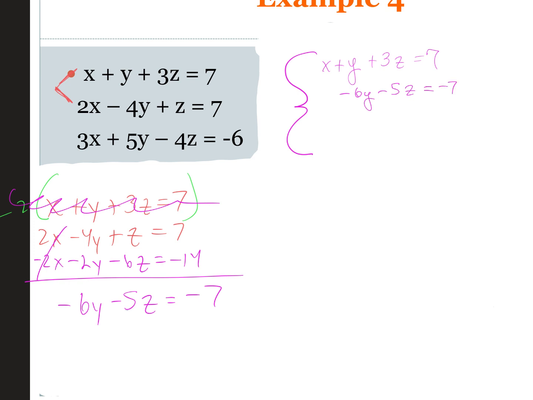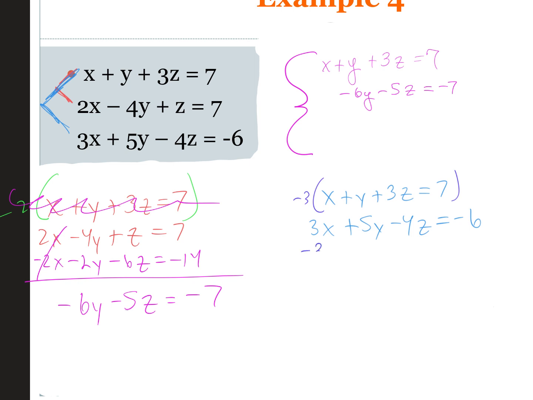If you guys find that you made a mistake, I would not try and figure out where it was. I would erase it and start over. Because a lot of times it'll take longer for you to find your mistake than it is to just redo it. So now I'm going to take which two? First and the third. I'm going to take 1 and 3. And I'm going to say, okay, over here, x plus y plus 3z equals 7. 3x plus 5y minus 4z equals negative 6. What am I multiplying where? Top by negative 3. Okay, so negative 3.